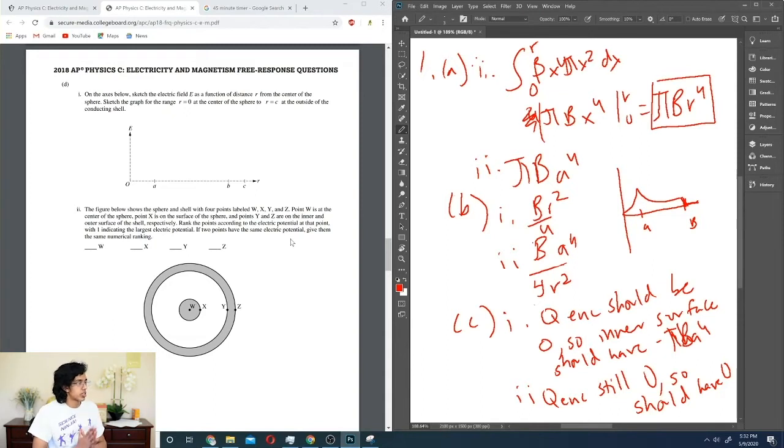Alright, epic. The figure below shows the sphere and the shell with 4 points labeled W, X, Y, and Z. Point W is at the center of the sphere, point X is on the surface of the sphere. Okay, rank the following points according to their electric potential at that point.